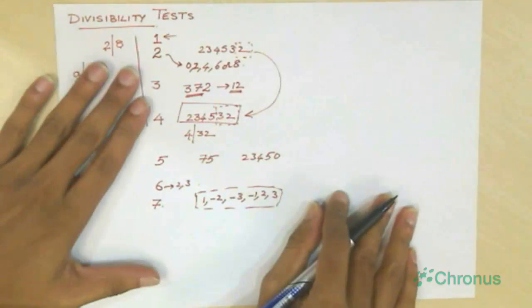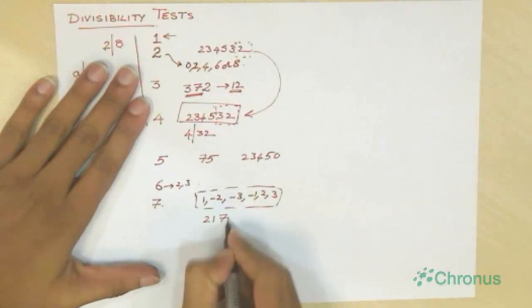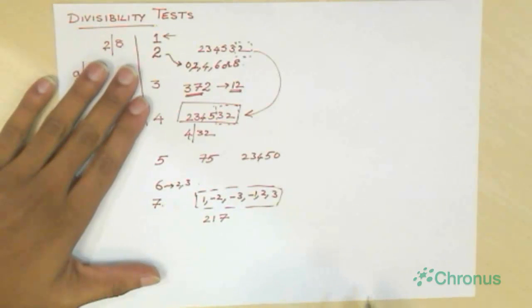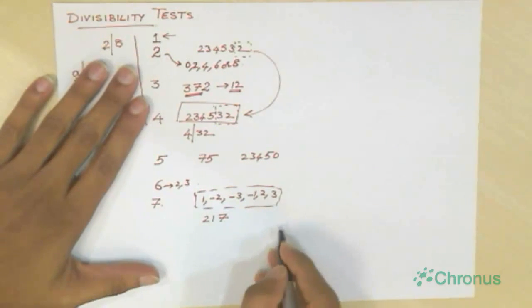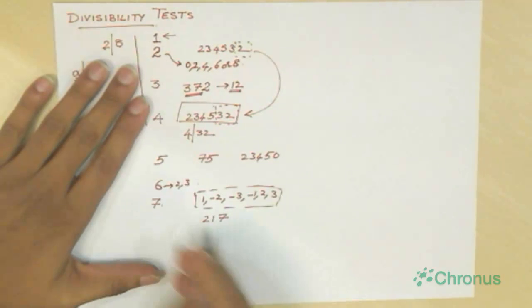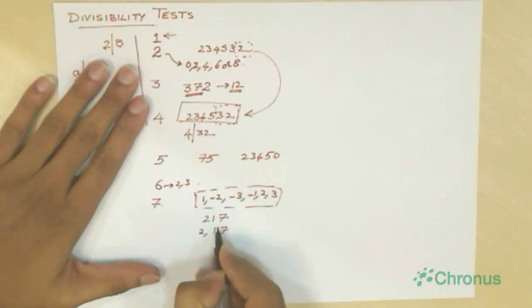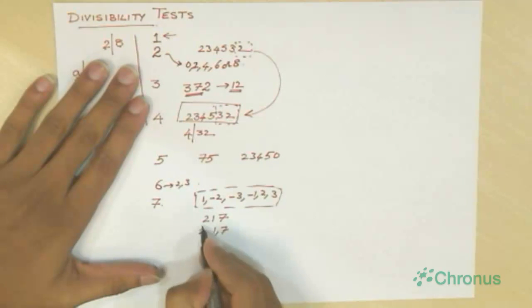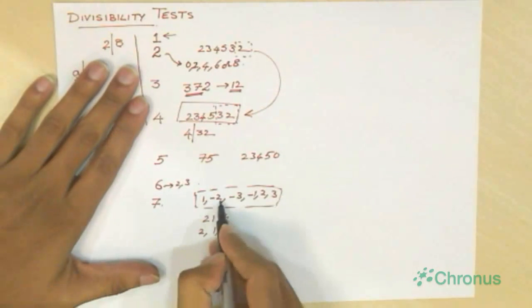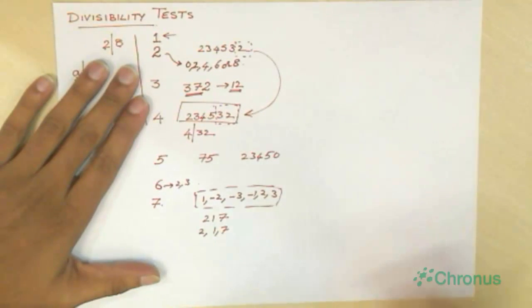So how is it going to happen? Let's take the number 217. We need to check if this number is divisible by 7. Whatever the given number is, consider it digit by digit from left to right. So we have 2, 1, 7. These are the digits. Multiply each of the digits with the corresponding number in the given sequence. If there are more than 6 digits in the number, the sequence continues: 1, minus 2, minus 3, minus 1, 2, 3, 1, minus 2, minus 3, minus 1, 2, 3. So the series goes on.